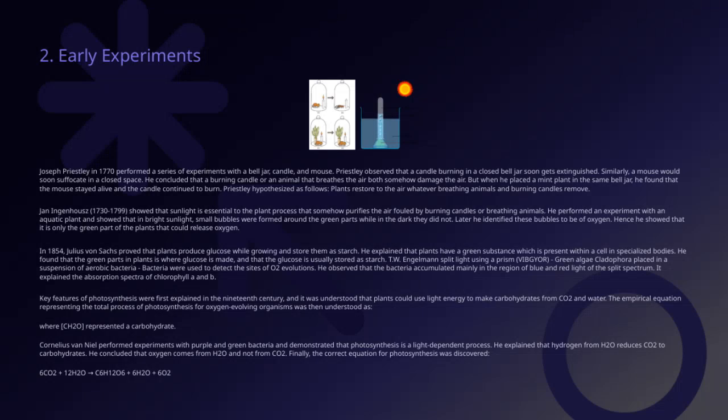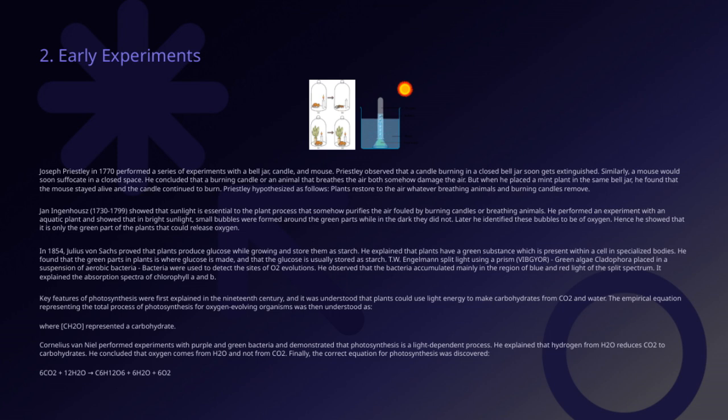Let's discuss some of the early experiments that helped us understand photosynthesis. Cornelius van Niel, for instance, performed experiments with purple and green bacteria. He demonstrated that photosynthesis depends on light, and he explained that hydrogen from water reduces carbon dioxide to form carbohydrates. An important conclusion he made was that the oxygen produced actually comes from water, not from carbon dioxide itself.